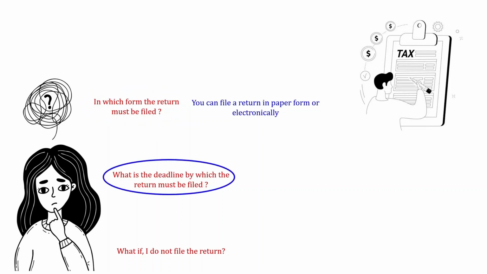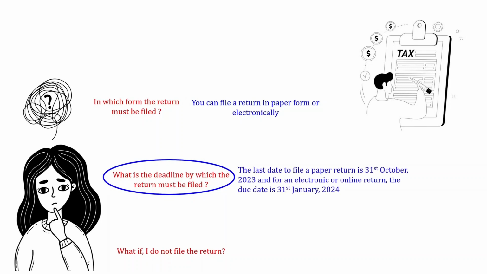The second question asks the due date by which the return must be filed. The answer is in case of a paper return, the due date is 31st October 2023 and for an online return, the due date is 31st January 2024.